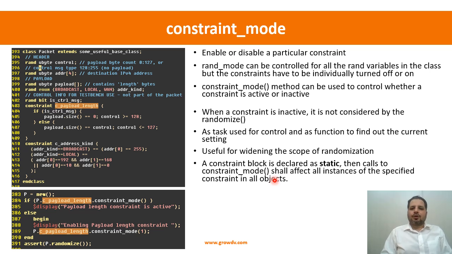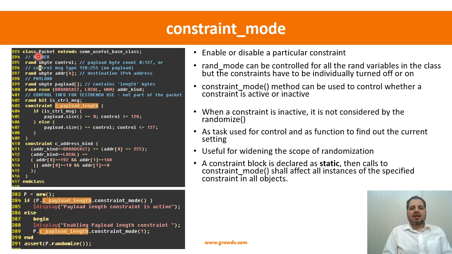The other thing that you can note is the constraint block can actually be declared as static. So when you declare it as static, then the constraint mode that you set on a particular object will have effect on all the instances of that particular class. So that is something that you might want to take note of. And let's look at an example to understand how this works.